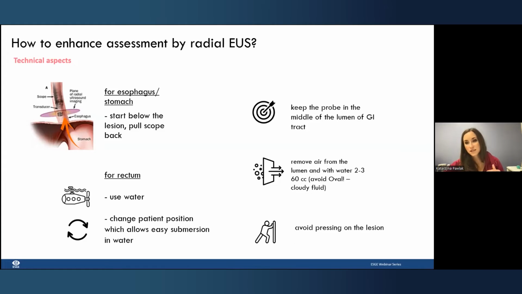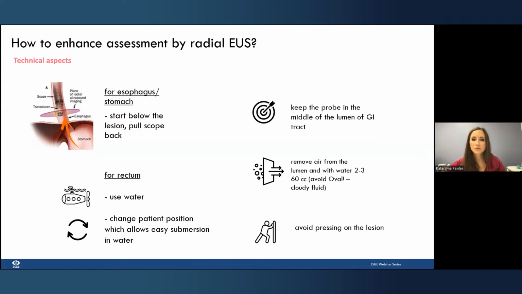And if we finish our assessment, we can also talk a little bit about technical aspects and how to enhance assessment by radial EUS. Depending, of course, on the location, if you have the lesion located in the esophagus or stomach, we start our assessment below the lesion, so we are pulling back slowly. And when it comes to the rectum, using water, so filling the lumen with water, may be very helpful in assessment, but also changing the patient position might allow for easy submersion in water and then evaluating the location in the rectal wall.